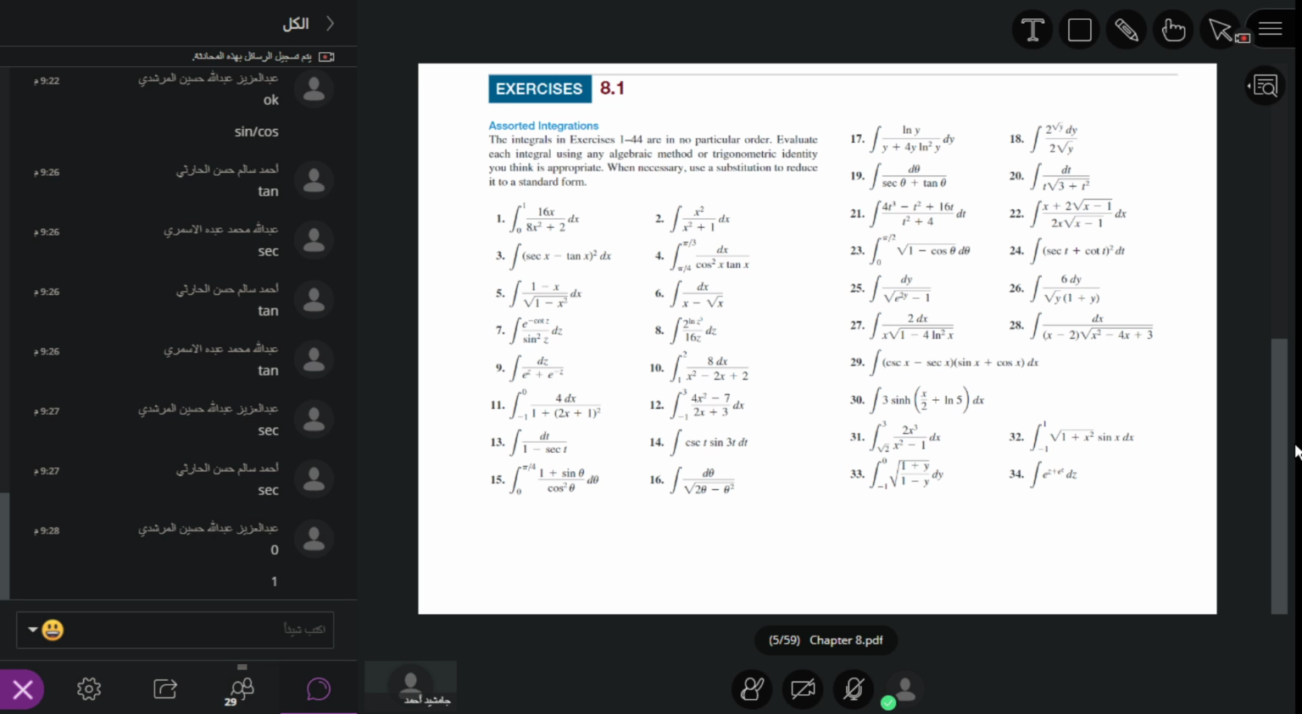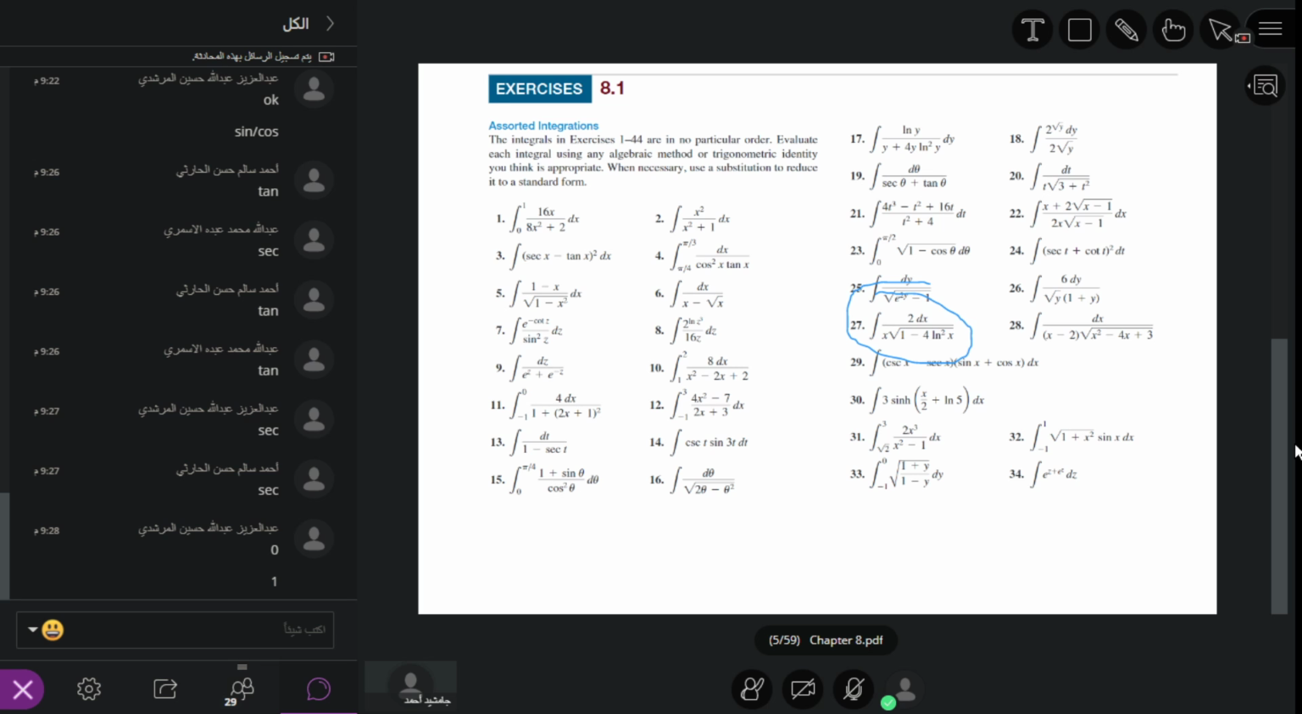So after that, question number 27. If we see the question, we have 2 divided by x square root of 1 minus 4 log natural square x. So how can we solve this?